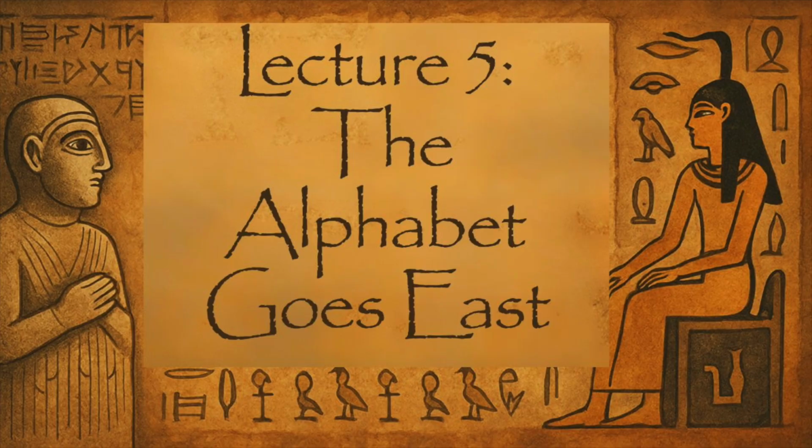And then in lecture 5, the alphabet goes east. Well, most of the focus is on the alphabet's westward journey. This lecture reminds us that the Phoenician script also went east, influencing writing systems in India and beyond. That the alphabet wasn't a singular Western achievement, it had global echoes.